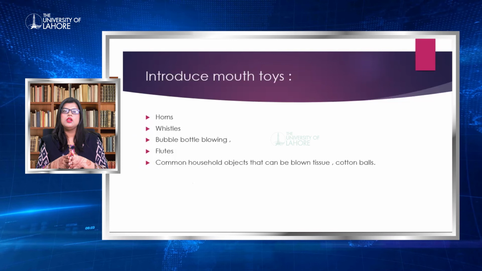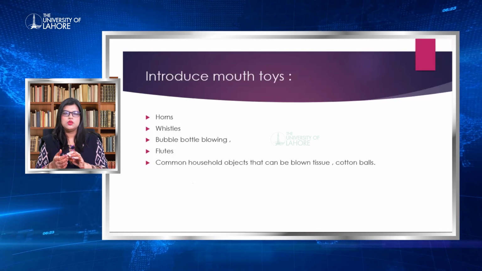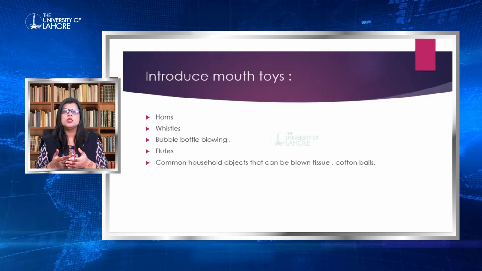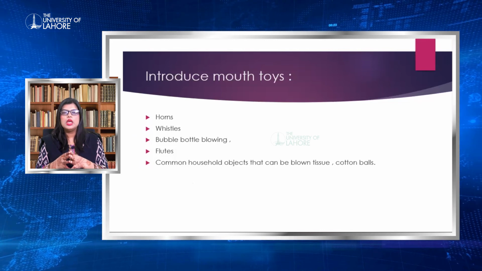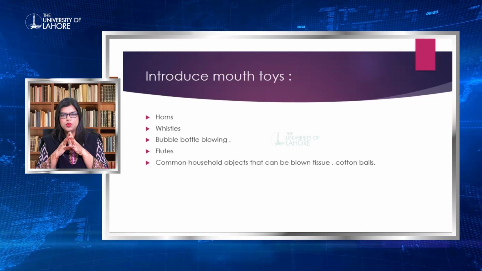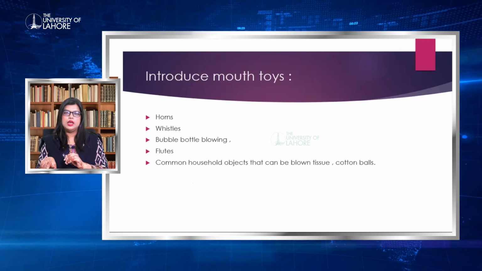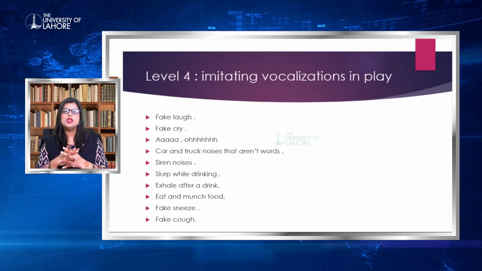So this is the level at which you can introduce mouth toys: the whistles, the bubble bottle blowing, the flutes, the horns, because this will help his motor movements to be refined so that he can develop speech and language at the end.